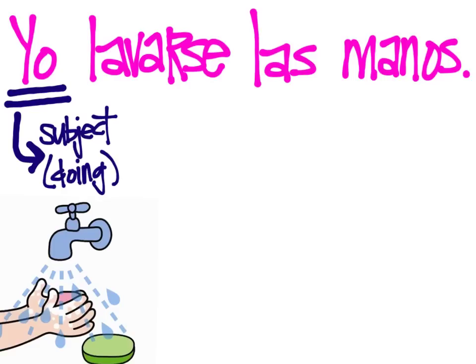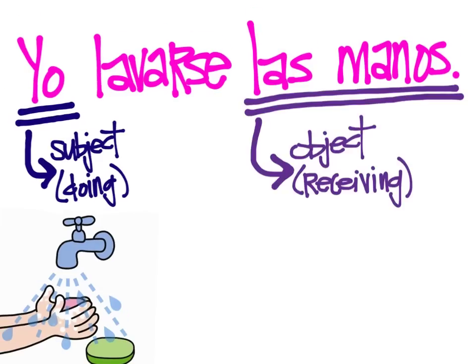Again, we need to follow our 3 steps of conjugating reflexive verbs in the present tense. And our first step is to find our subject. And here, that is yo. The second half of our first step in conjugating verbs that are reflexive in the present tense is to find our object, which is receiving the action. And in this sentence, that is las manos. So we've now completed the first step.